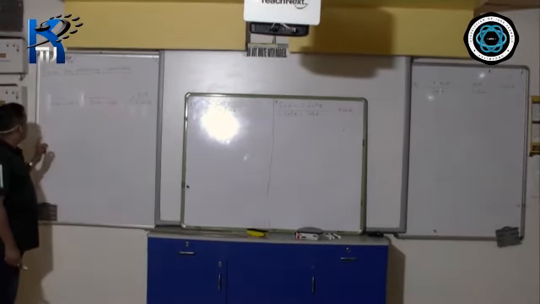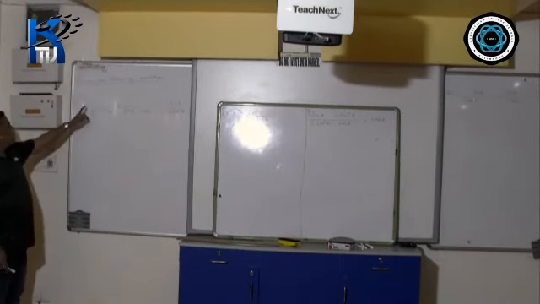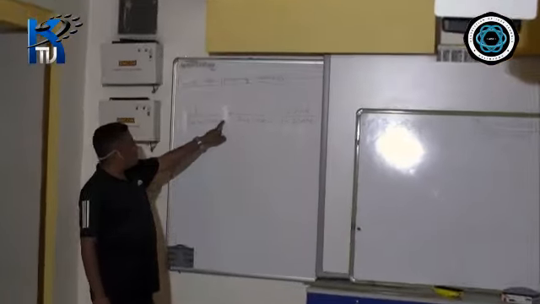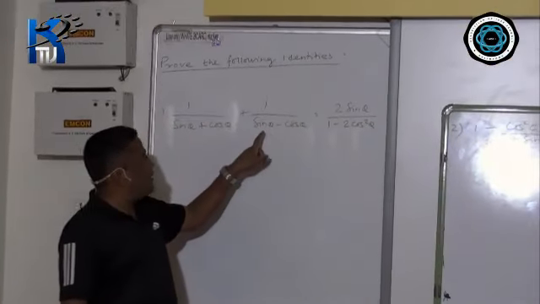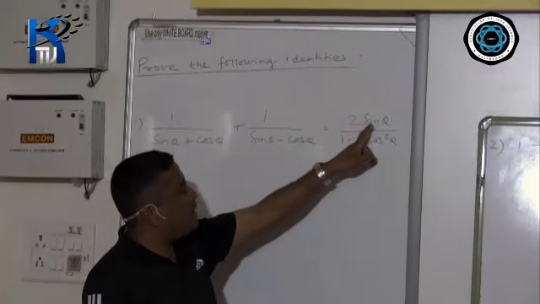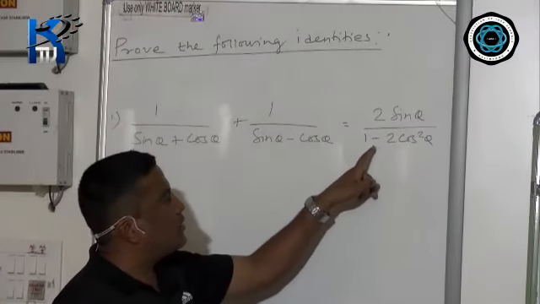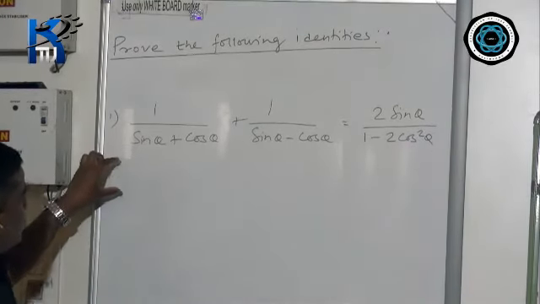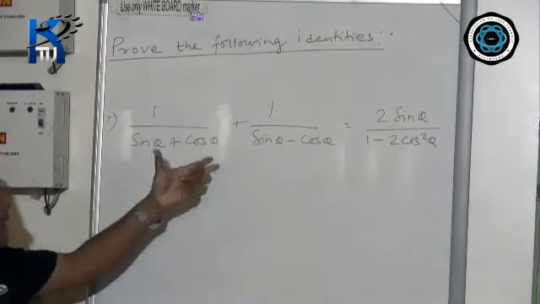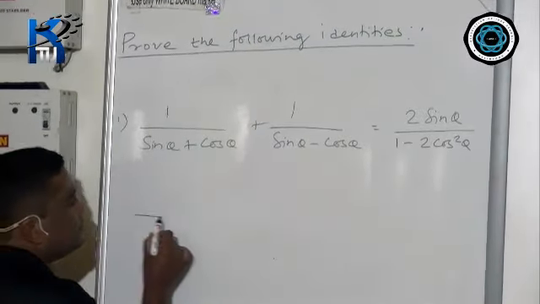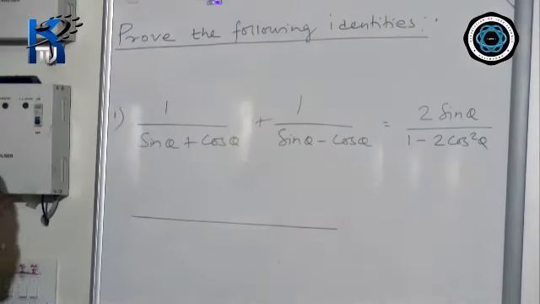So today's first question is: 1 divided by (sin theta plus cos theta) plus 1 divided by (sin theta minus cos theta) equals 2 sin theta divided by (1 minus 2 cos square theta). Now you just write LHS and copy these two. After that, take out LCM.